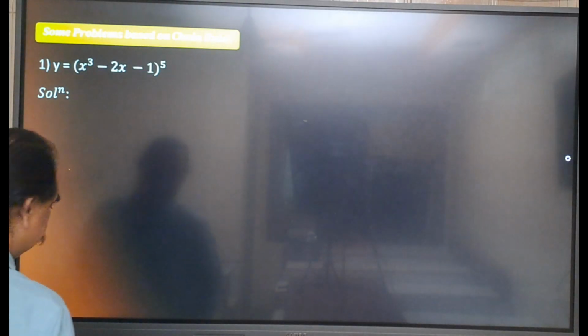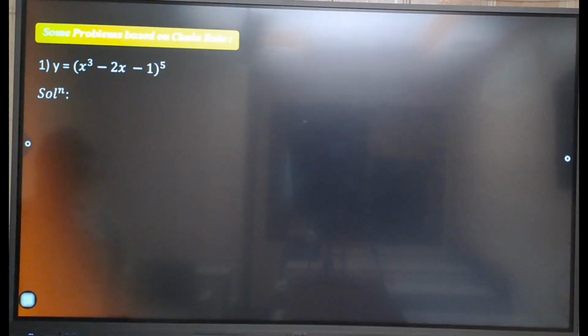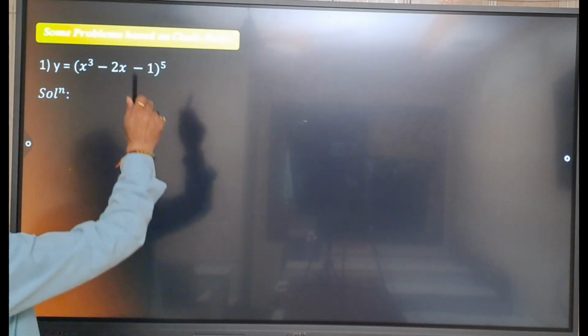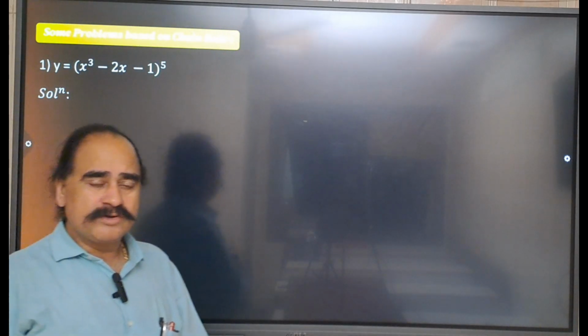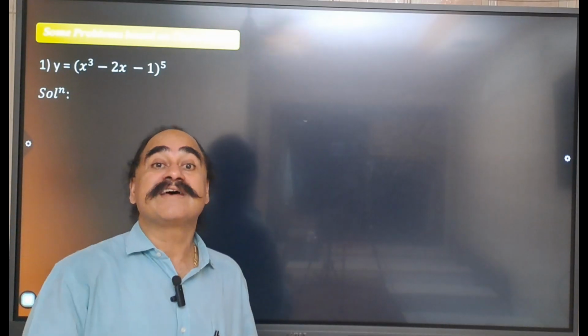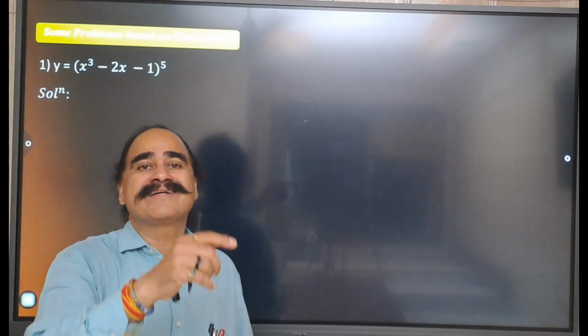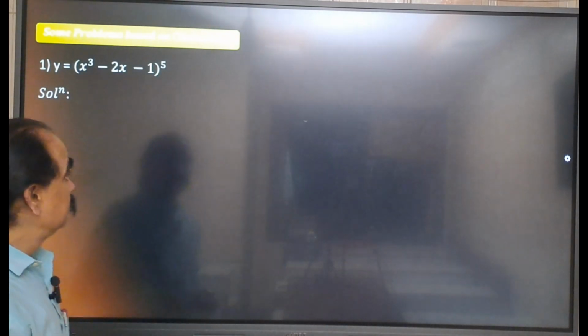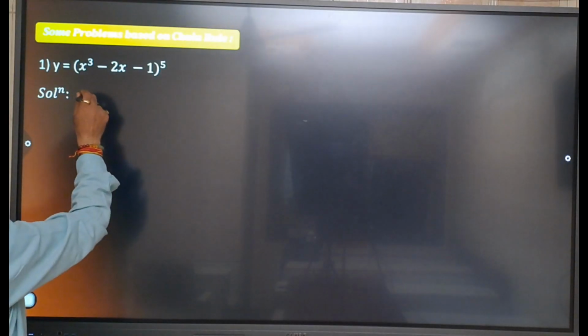Next example is y is (x cube minus 2x minus 1) raised to 5. While taking derivative of composite function, we take derivative from outside to inside. हम लोग बाहर से अंदर आते हैं, ठीक है? तो y is what?